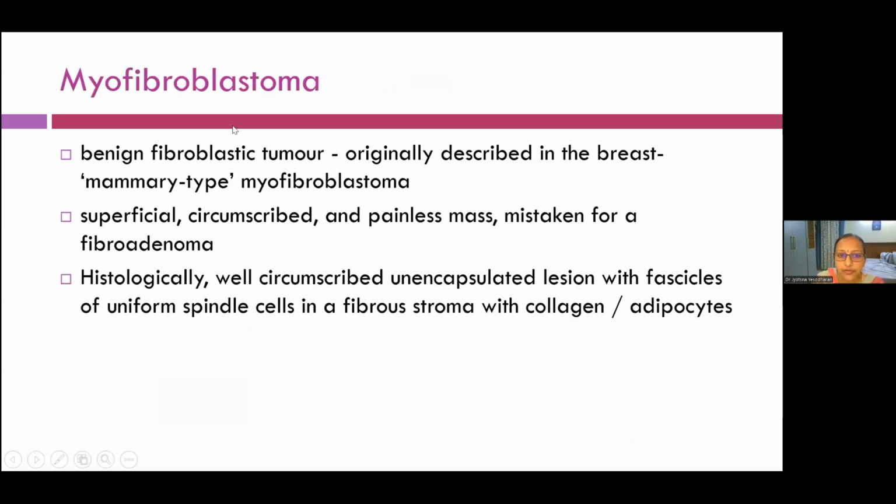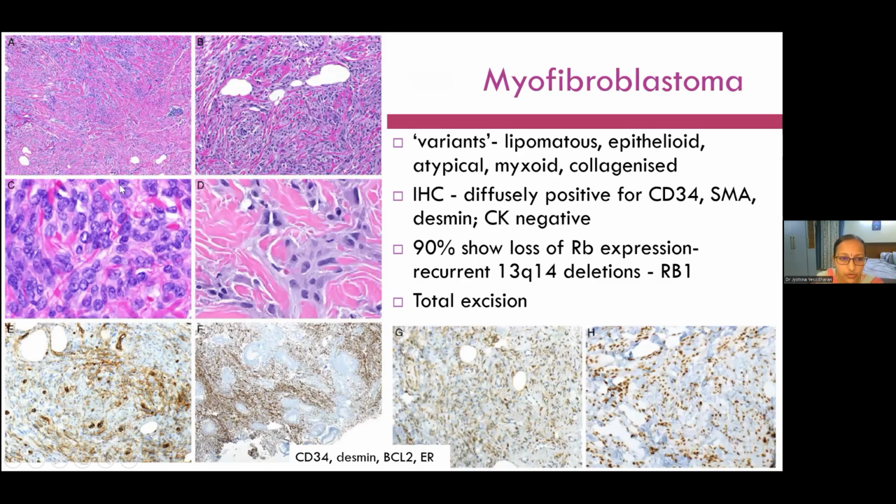First, as I told you earlier, myofibroblastoma and PASH are relatively breast-specific lesions. So myofibroblastoma is a benign fibroblastic tumor, and it was originally described in the breast, hence the term mammary type myofibroblastoma. It usually presents as a superficial, circumscribed, painless mass and is often mistaken for a fibroadenoma clinically. Now, it was supposed to be quite common in males too. And on microscopy, you can find very bland looking spindle cells, sometimes minimal atypia. There could be intervening collagen. You don't find ductal components intervening. You can find adipocytes. So you have different variants like lipomatous, epithelioid, myxoid, collagenized, and so on.